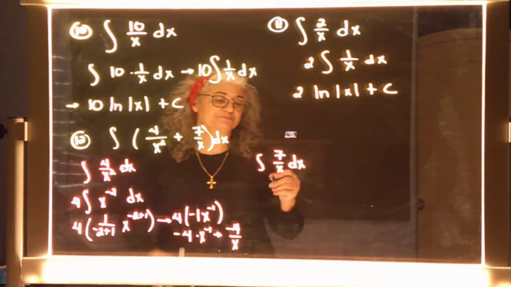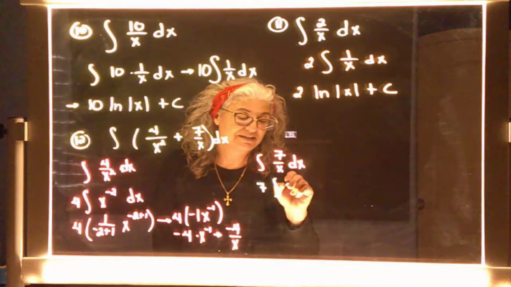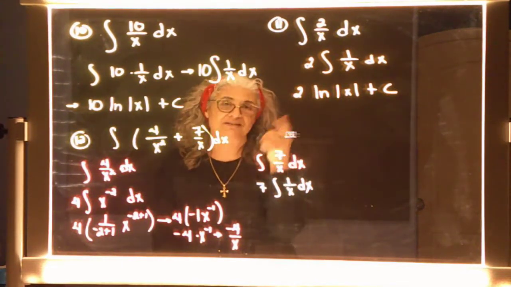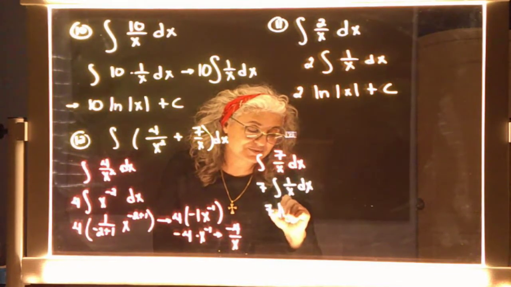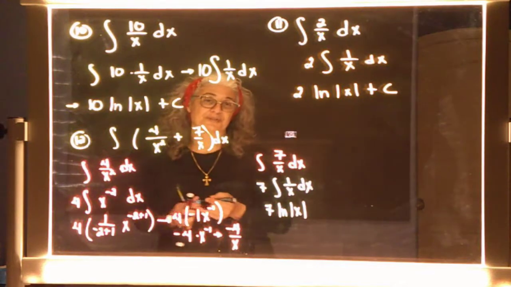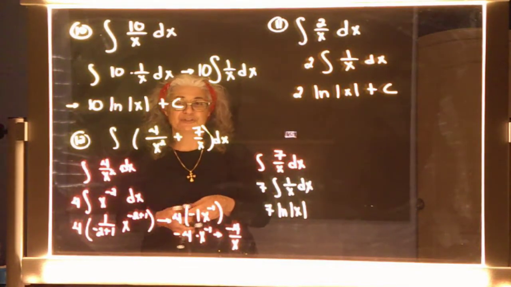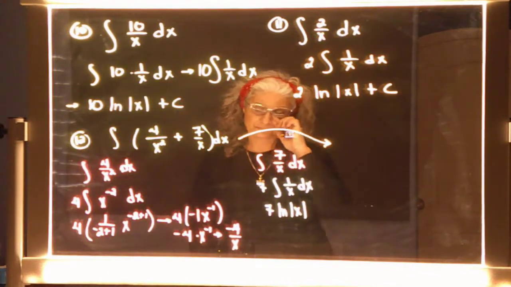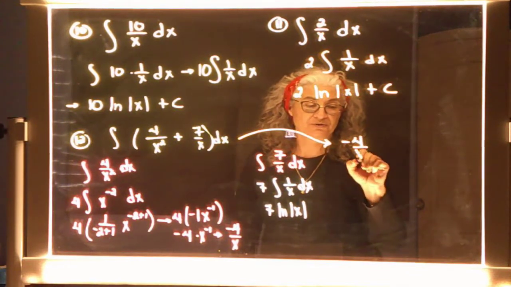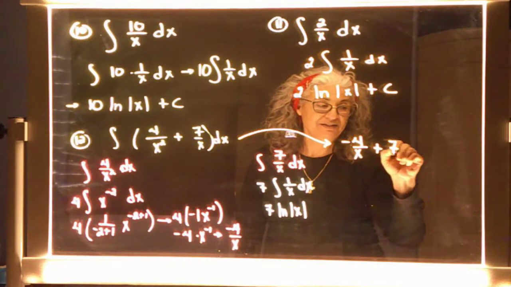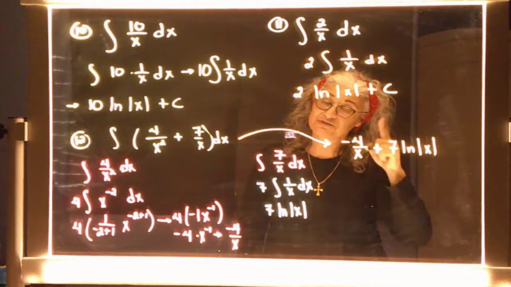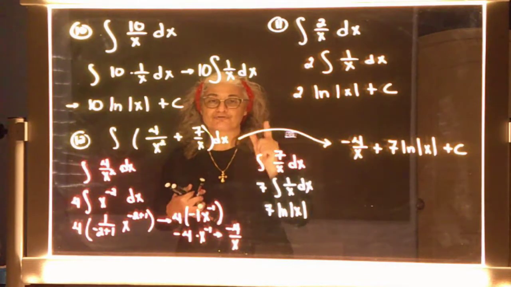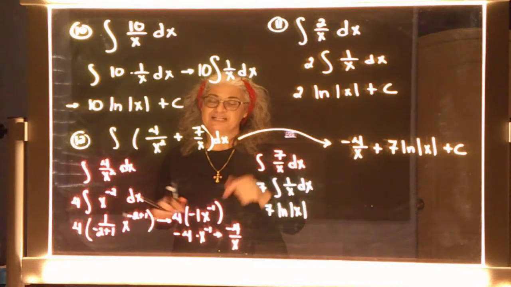This second part. Yeah, take the 7 on the outside, the antiderivative of 1 over x dx, and you're like, okay, that's like 10 and 11. That's right, it's like 10 and 11. So we have 7 times the natural log of the absolute value of x, don't we? Okay, so let's put these two answers together, shall we? So the antiderivative becomes negative 4 over x plus 7 natural log of the absolute value of x plus c. Right? Right. With me?